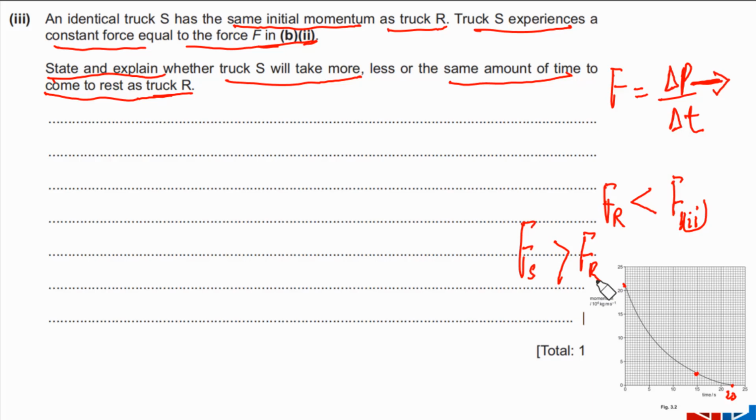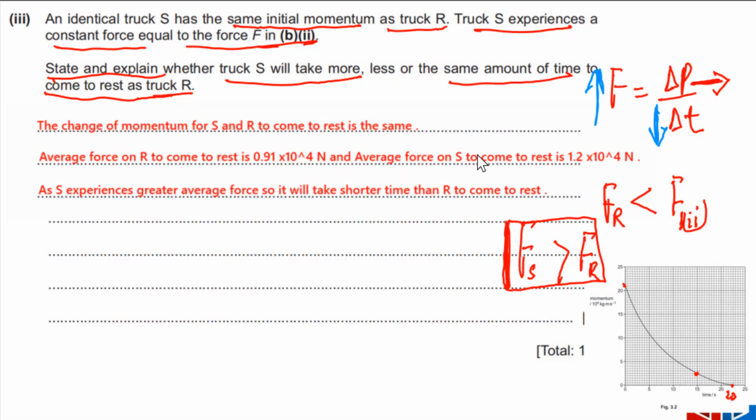You have to look at this question and try to understand the logic. In this case, average force on R is smaller than the average resultant force on S. So what does it mean? If this force is greater, how about the time taken? It has to be smaller. This is the main concept you need to understand. If this is clear to you, now we can write down the answer. You can say momentum is the same, so average force on S is greater, so the time taken will be smaller. So it will come to rest in shorter time.